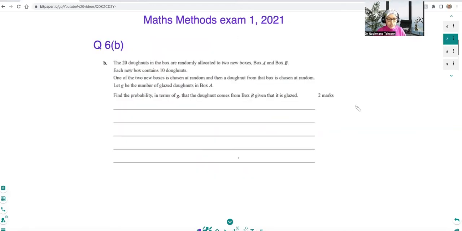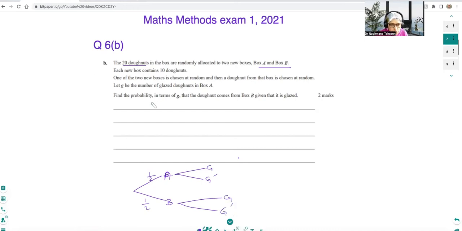Now we look at part B of the question, where the 20 donuts in the box are randomly allocated to two boxes. A tree diagram could be helpful in this case. Let's say this is our box A and that's our box B, with probability a half and a half for selecting each box. Then we choose randomly, and the donut could be glazed or not glazed, and the same with B, glazed and not glazed.